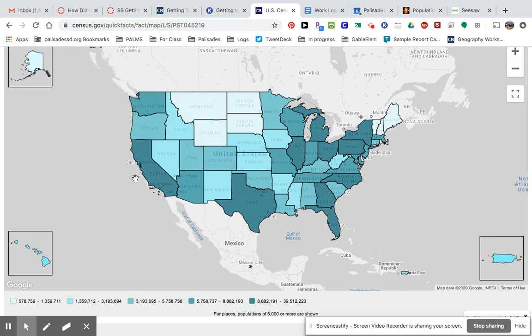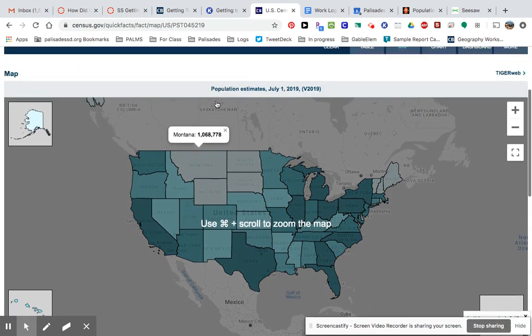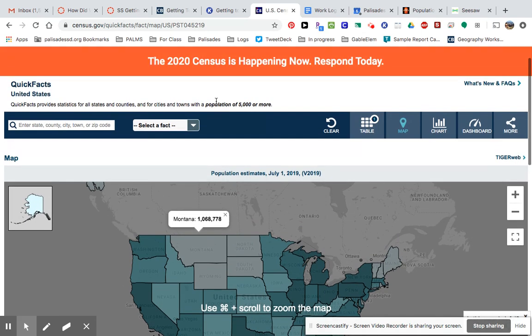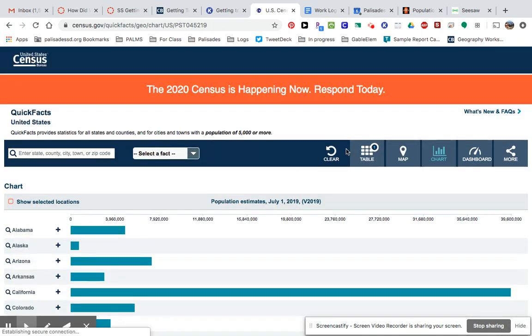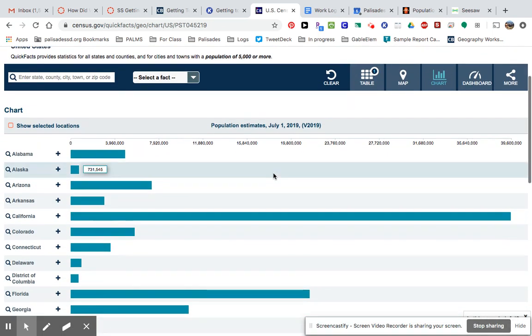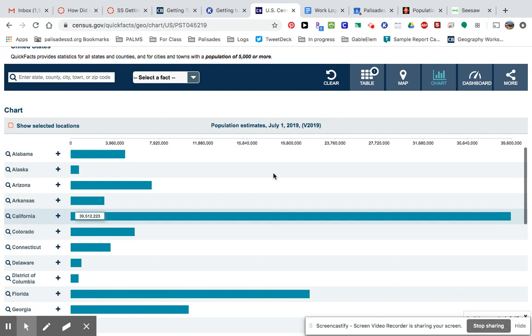And then we see a very small population in these northern states right here. Okay, so the map view is kind of interesting just for getting this overall general overview. We could look at it in chart view. And this is the same data that you're getting from that map, except it's showing it to you in a bar graph.